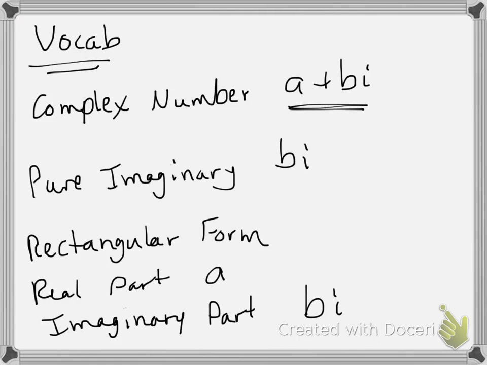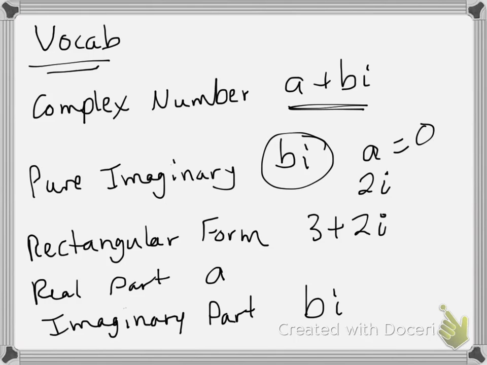If it's pure imaginary, it's just bi, so a in this case would be 0. It would be something like, let's say we had 2i. That would be a pure imaginary. But if it's in that rectangular format, it's something like 3 plus 2i. So in this case, the real part would be 3, and the imaginary part would be 2i.